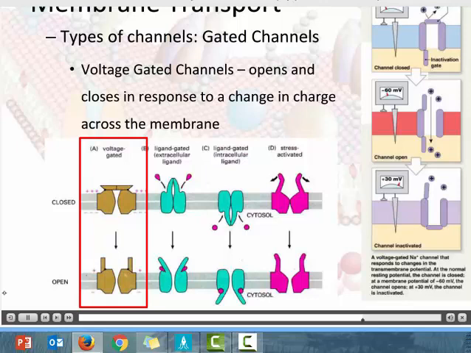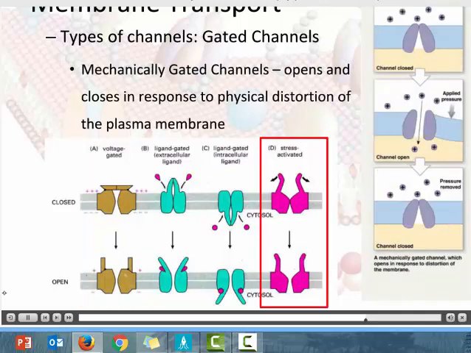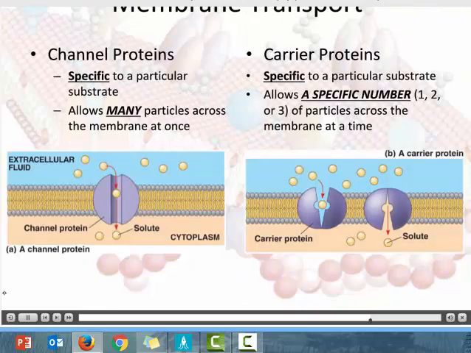These are going to be very important to action potentials when we get to that unit. And finally, we have mechanically gated channels. Mechanically gated channels are going to open and close in response to physical distortion of the plasma membrane. Okay, now, as I have been saying, our channel-mediated diffusion depends on proteins. These proteins exhibit specificity, so each channel is going to be designated to one kind of solute.